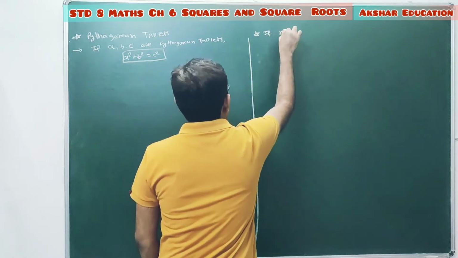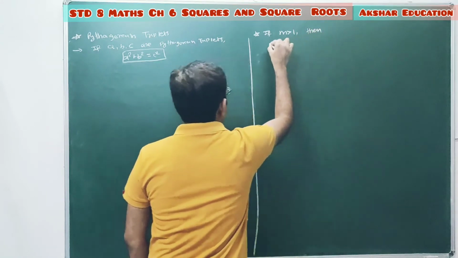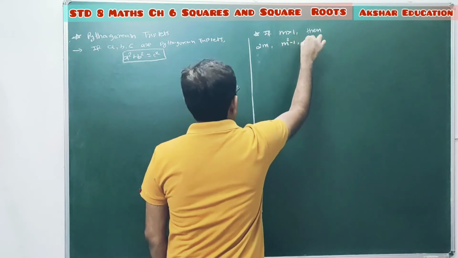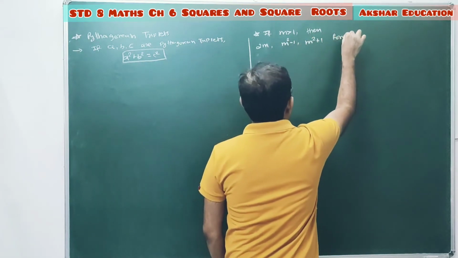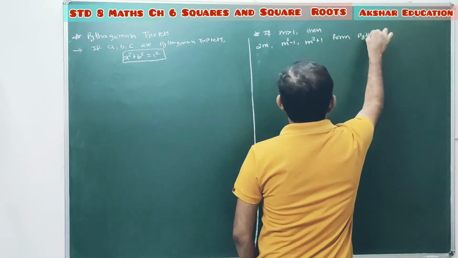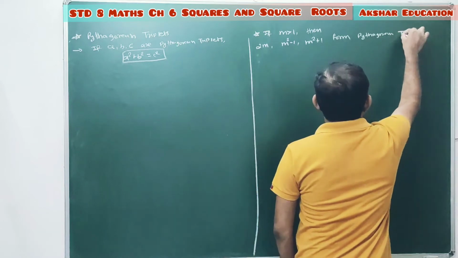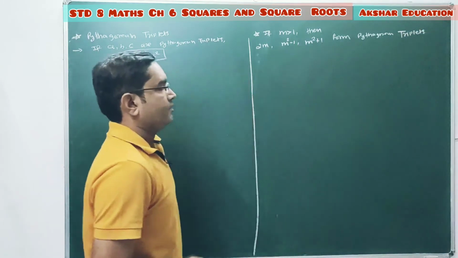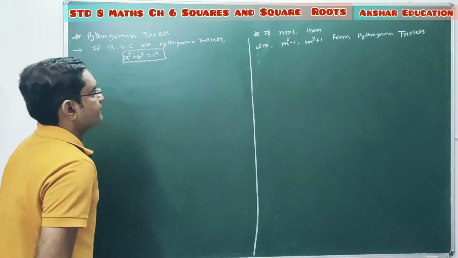If m is greater than 1, then 2m, m square minus 1 and m square plus 1 form Pythagorean triplets. Done? These are the properties. We have to study what is the meaning of this Pythagorean triplets.